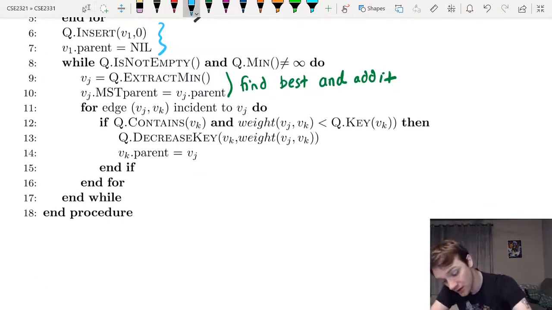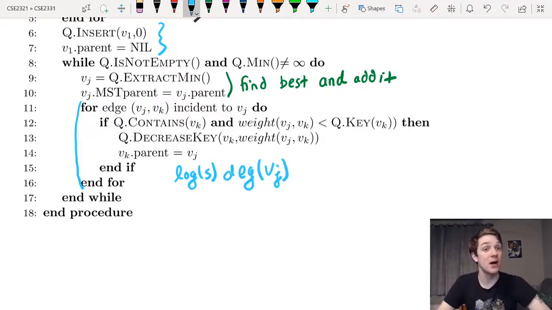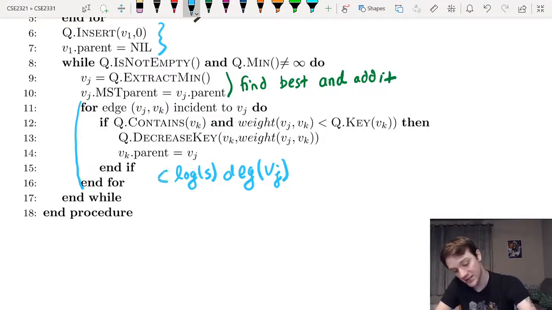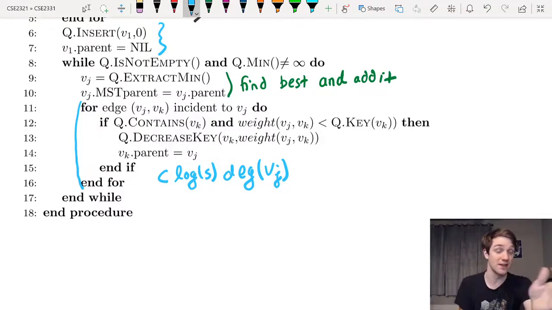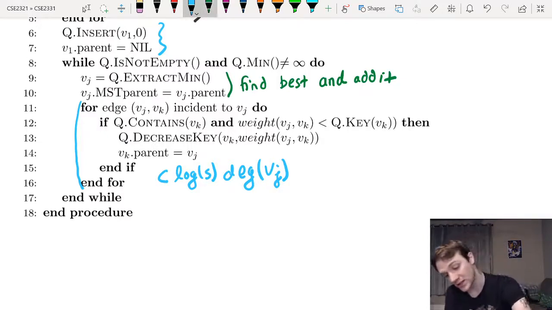This code here takes log of s times the degree of the vertex. Because the log of s comes from the queue, and we need to do this for every single vertex adjacent to vj, so we get the degree out of it. So the c times log of s is the cost of doing the contains, the decrease key, and the key operations. Each of those takes log of s time. And the degree of vj, we need to do that for everything adjacent to vj. The green code is just going to take log of s time.